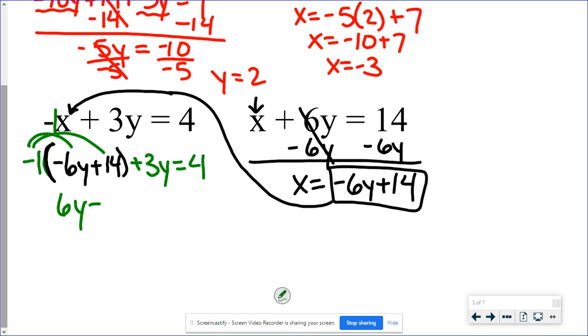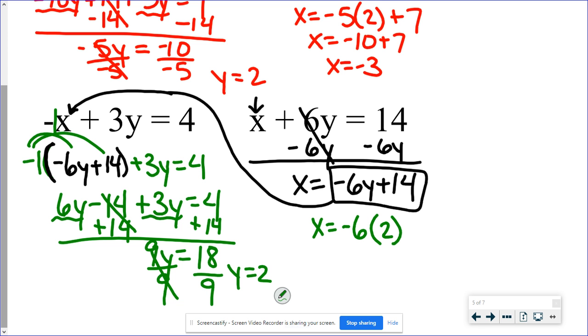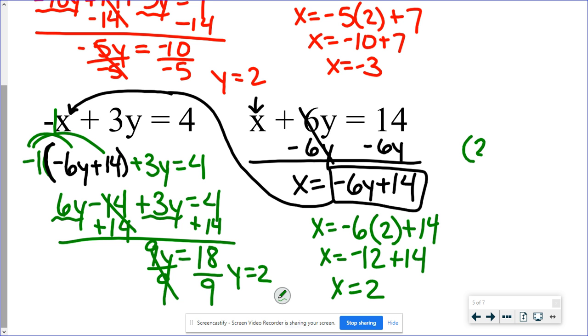Positive 6y minus 14. Let's add the 14. And we'll combine our y's to get 9y equals 18. So y is 2. And again, if I know what the y is, I will go where it says x equals, so negative 6 times 2. So that's going to be a negative 12 plus 14, and x will be 2. So this ordered pair is just 2, 2.